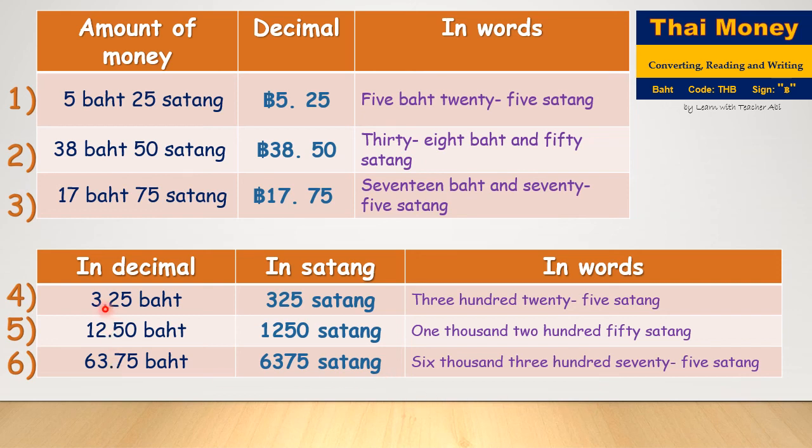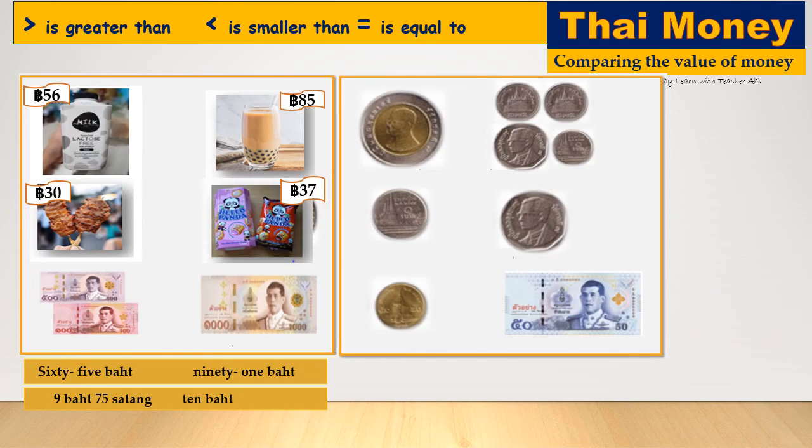So see, we move the decimal point from here to the right. 1, 2. That's like 325 satang. Now here, 1, 2, 1,250 satang. Then 1, 2, 6,375 satang. Did you get it right?